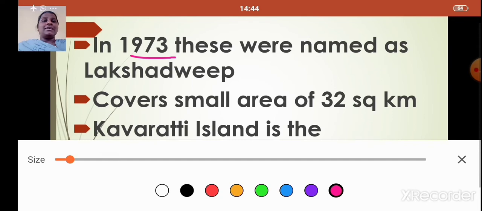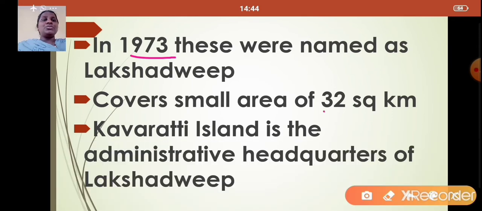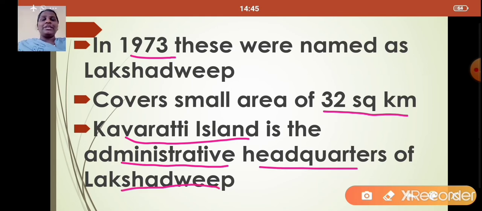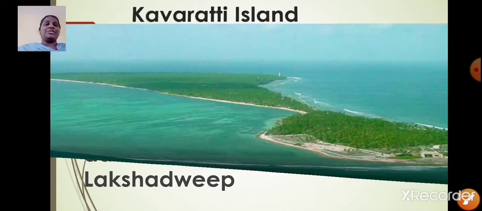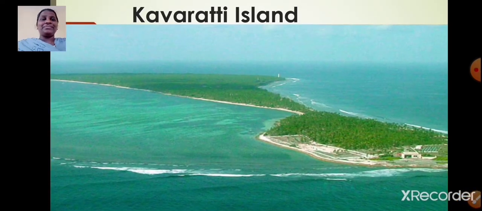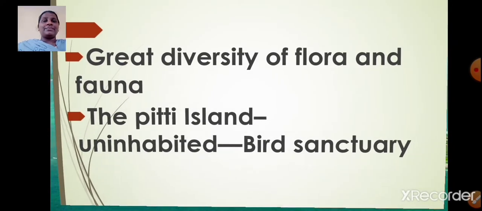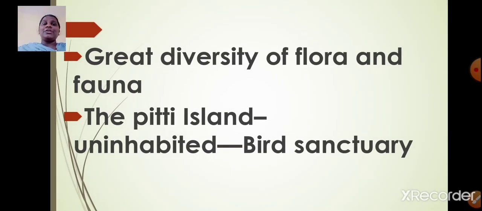Lakshadweep covers a small area of 32 square kilometer. You need to remember this. Kavaratti Island is the administrative headquarters of Lakshadweep. You need to remember this as well. Here in this image you can see the Kavaratti Island. You can find great diversity of flora and fauna. Various types of plants and animals you can find in Lakshadweep Islands.